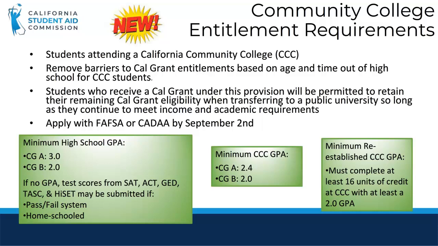In a special circumstance in which a high school senior missed the March 2nd deadline, they can still qualify for the Community College Entitlement Cal Grant by submitting their high school GPA, which will still need to meet the minimum requirements of the High School Entitlement Cal Grant, 3.0 for Cal Grant A and 2.0 for Cal Grant B.